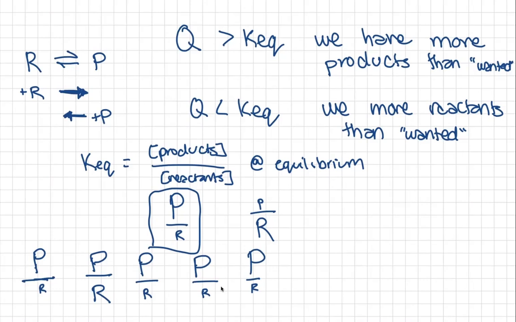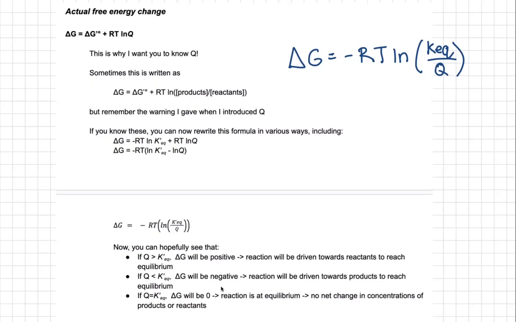Note that now we're going to have more of each of the P and R, but the ratio between the two of them is still going to be the same. But as our Q gets closer and closer to Keq, the drive for that reaction to go in that direction is going to be decreased. If we rearrange that equation that we were looking at before, we can get it to delta G equals minus RT times the natural log of Keq over Q.